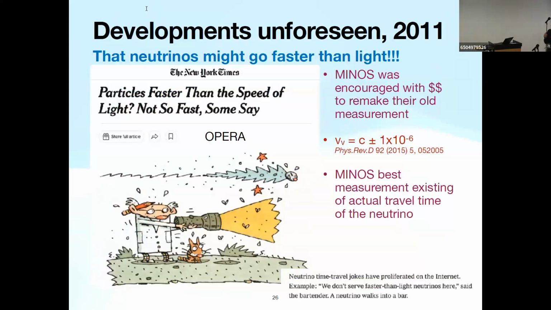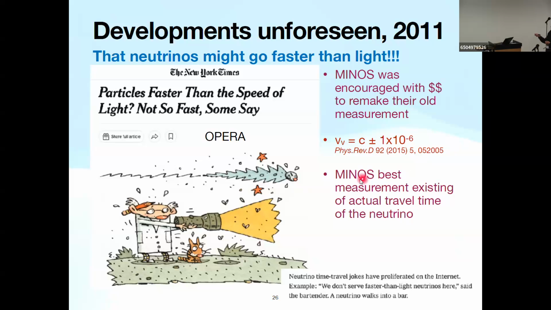Another one in 2011 was that it was reported in the New York Times that neutrinos go faster than the speed of light. This was a measurement by the OPERA experiment. Anyway, we were encouraged by Pierre Badoni. We had money. We were showered in money, basically. Never before had it happened, to remake our old measurement of the speed of neutrinos, which we'd done before. And we eventually did do that.